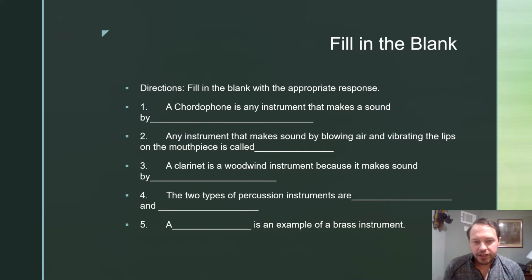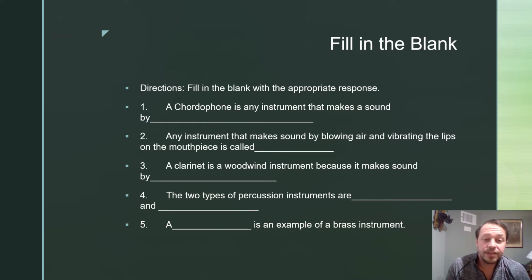The next section of the test will be a fill in the blank section. You just need to put the right word or words to complete the sentence and make these statements true. So number 1: a chordophone is any instrument that makes a sound by blank.